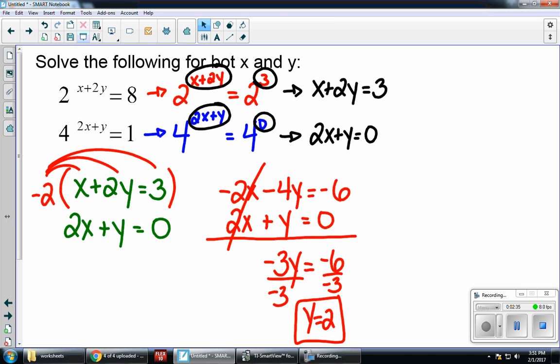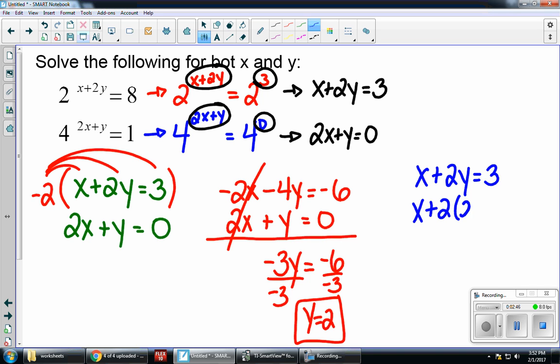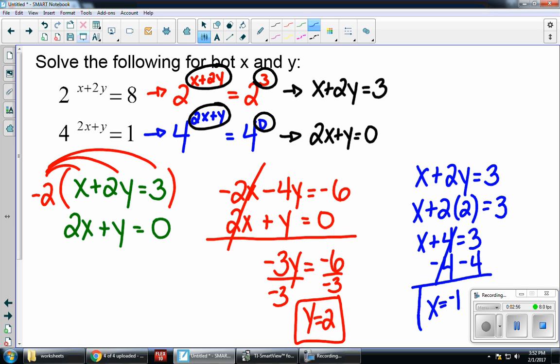But remember, this was a system of equations, so I need both an x and a y. So I'm going to take my first equation, x plus 2y equals 3, and I'm going to substitute in that y value we just found. So x plus 2 times 2 equals 3. 2 times 2 gives me 4, and I'm going to subtract 4 on both sides. So x equals -1. You can leave it just like this, or if you wanted to, you can write it as a coordinate point, remembering that x comes first and y comes second.